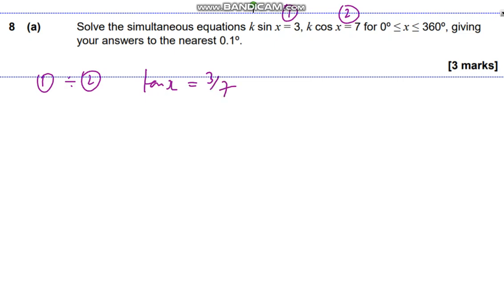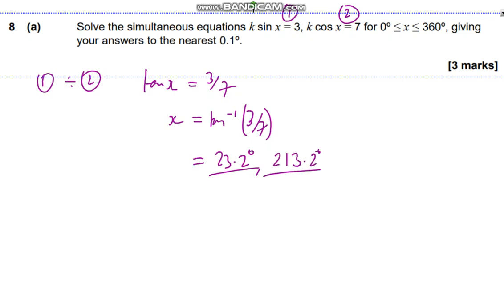I appreciate that further maths students are used to doing this stuff with dividing equations, and normal maths might not be, but it is what it is, and we need to be ready for that. If we just inverse tan on that, that gives us 23.2 degrees. Obviously it's tan, and so we'll have a second solution which will be 180 degrees added on to that, so it'll be 213.2 degrees.